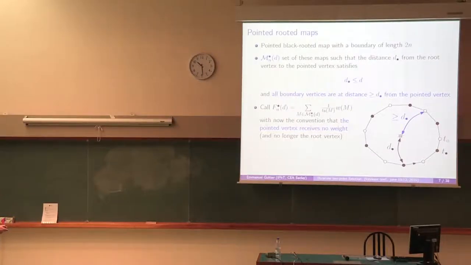And I call F_n(d) the corresponding generating function, with now the convention that the pointed vertex gets no weight. So I just divide by its corresponding t, which can be white or black.